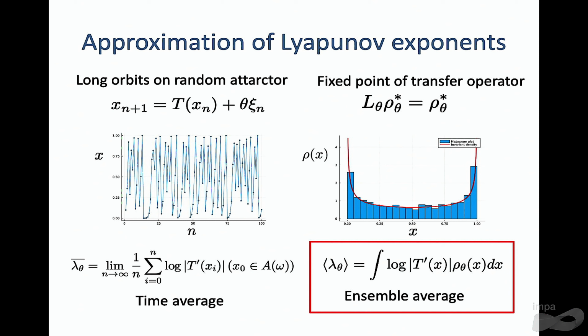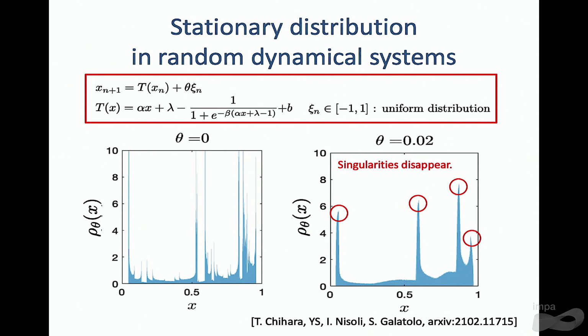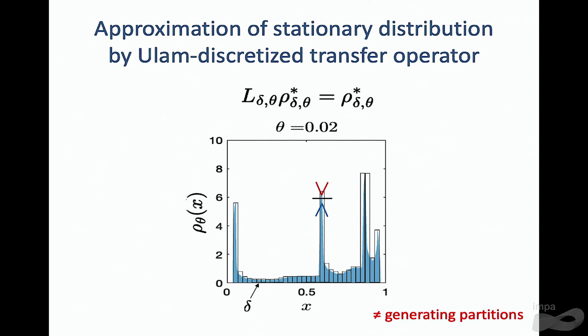So computing the Lyapunov exponent, not by time average, which is like a physicist approach, but by ensemble average. So we approximate this stationary distribution, the invariant density. In the deterministic case, we have a very bad stationary density, but adding noise, these singularities disappear. So it's an easy density, so that this is tractable. Very tractable. This is not archived. This is already published, so this can be old slides.